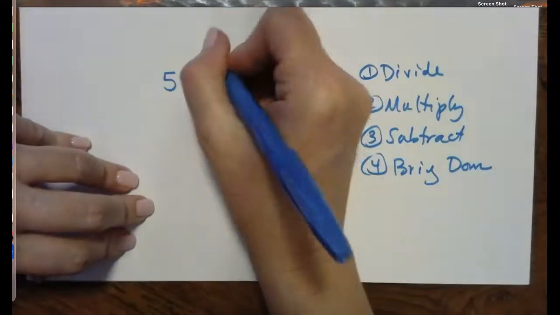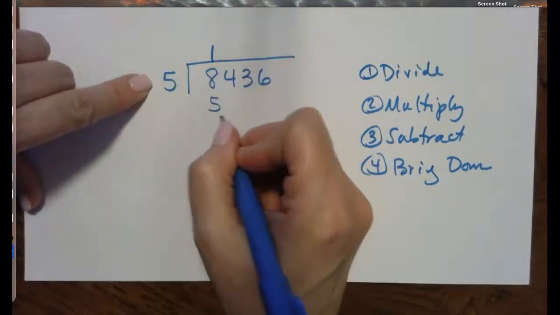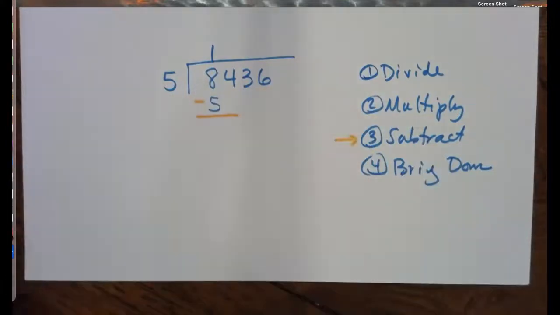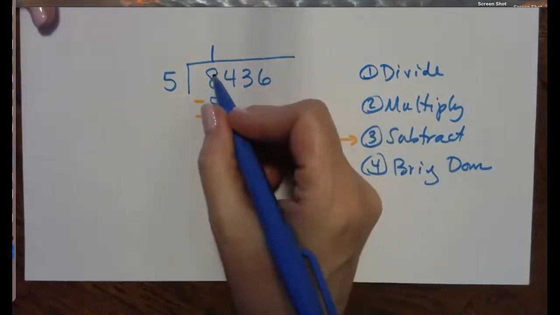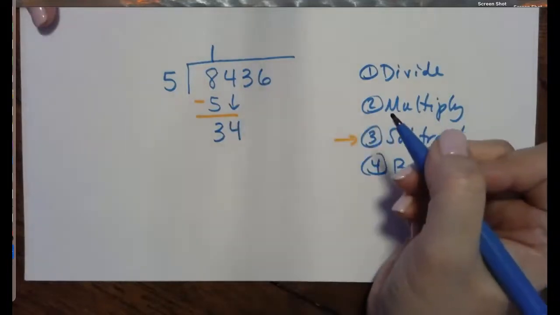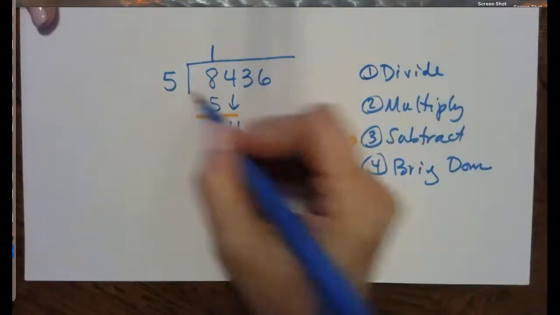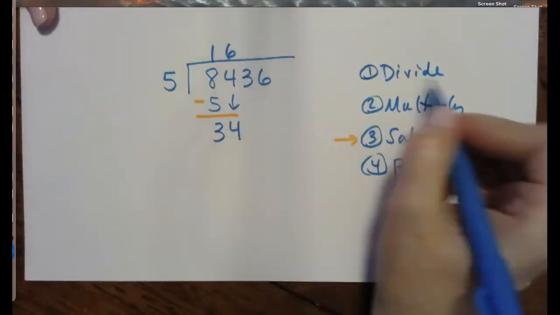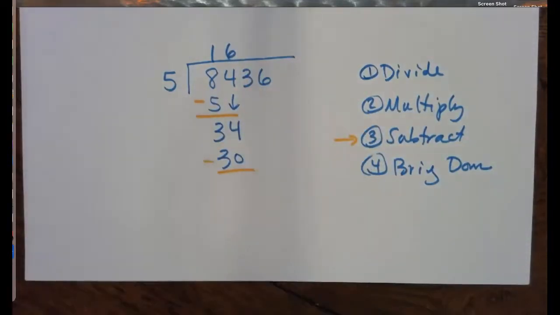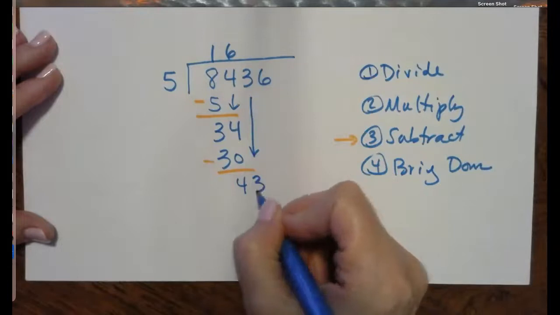5 goes into 8 one time. We just divided. Now we're going to multiply. 1 times 5 is 5, and we are going to draw the line and change the sign, which of course means the same thing as subtracting. So 8 minus 5 is 3, and now we will bring down the 4. The key to long division is doing everything as methodically and neatly as possible. 5 goes into 34 6 times. That's division. 6 times 5 is 30. Draw the line, change the sign. That enables us to subtract. 4 left over, and bring down the 3.